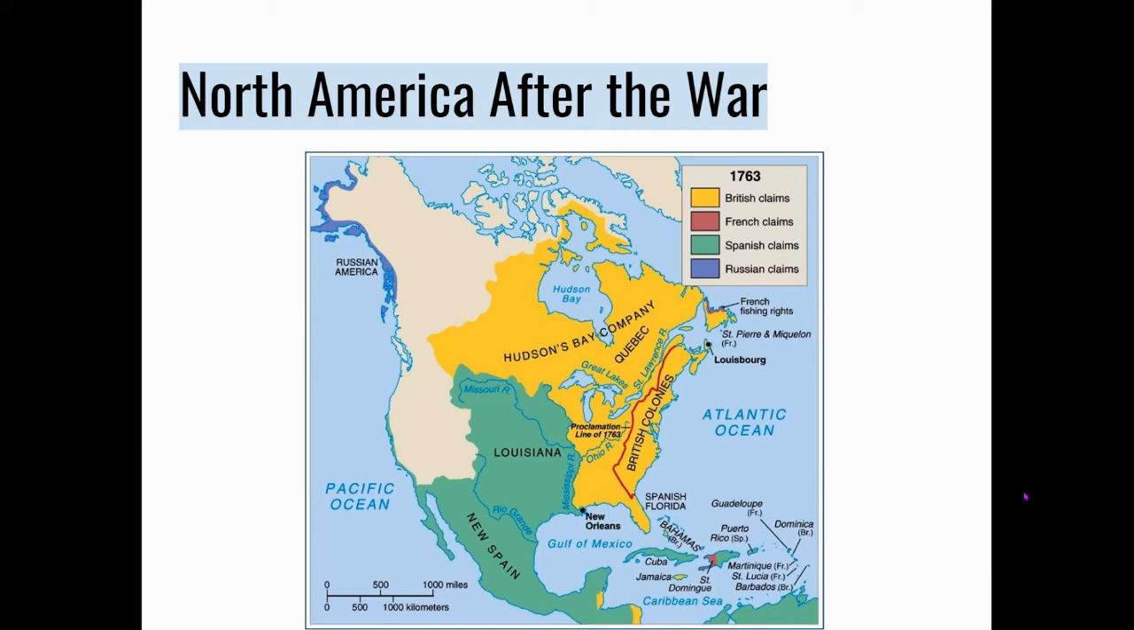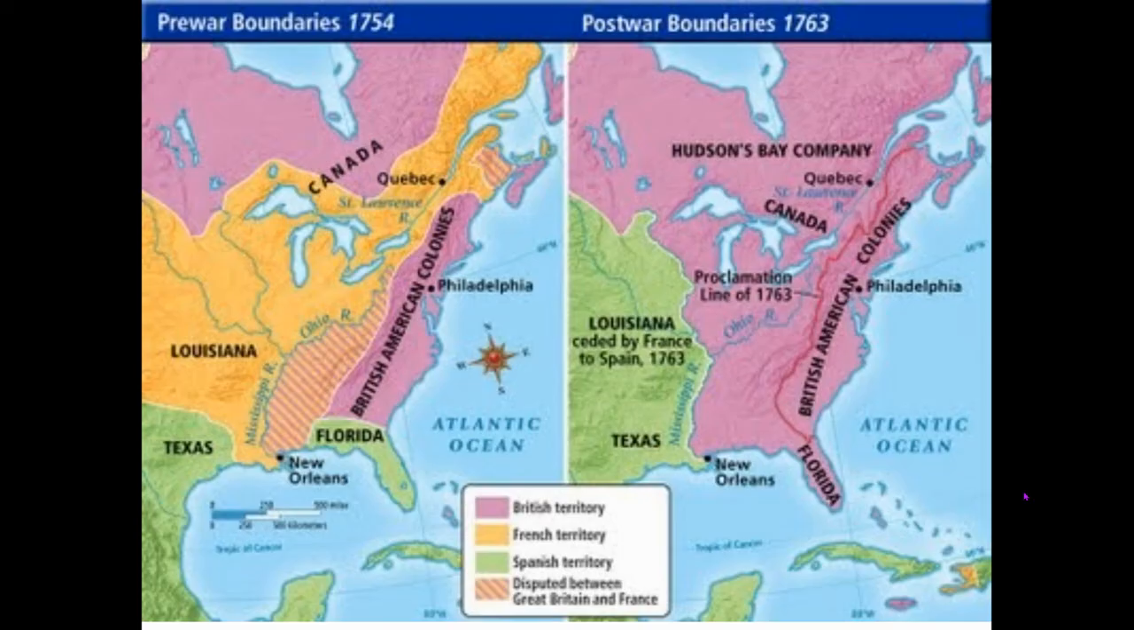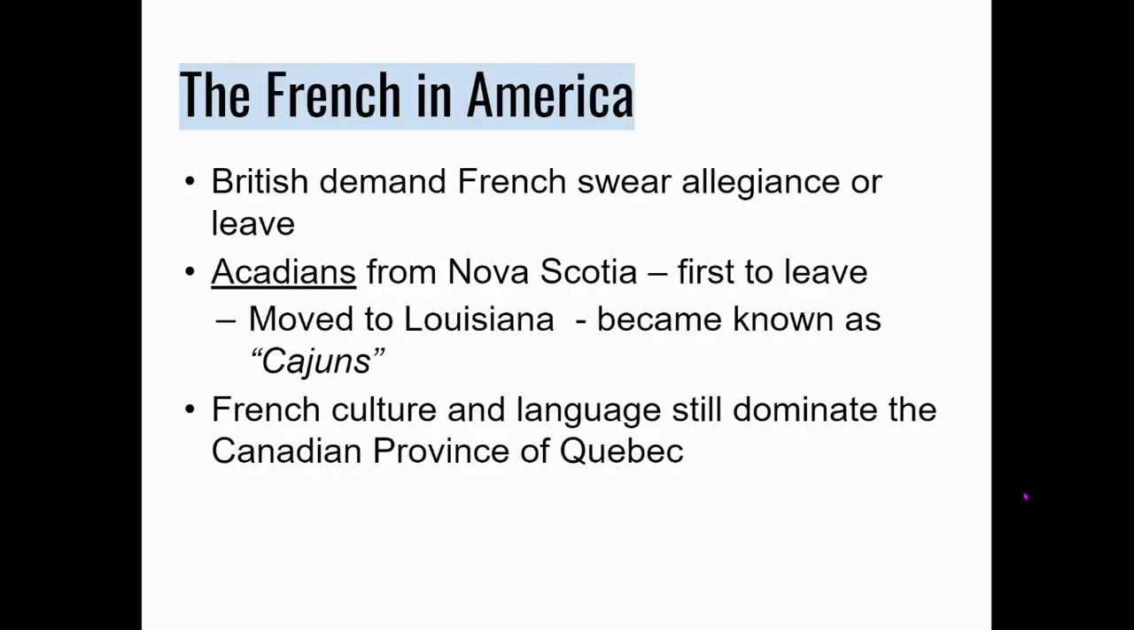So what did happen to the French? Oh, sorry, I have one more picture first. So this shows you the difference. Again, sorry that it's not clear, but you can see the colors. But so what happened to the French? The British had demanded that the French that remained either swear allegiance to them or they leave. And so this is certainly going to be a challenge because many of the French are going to leave.